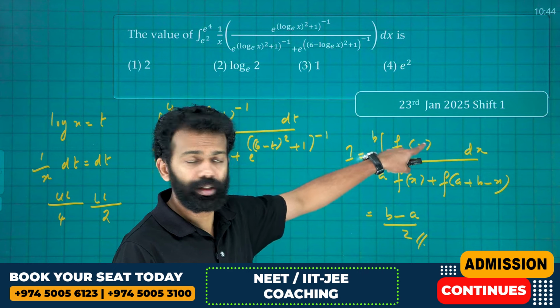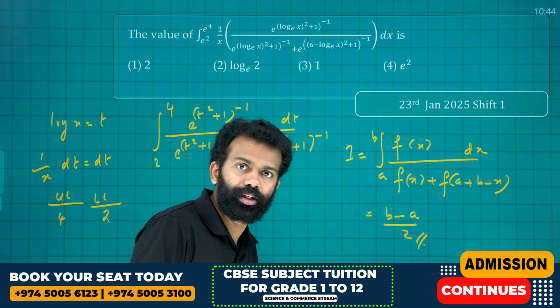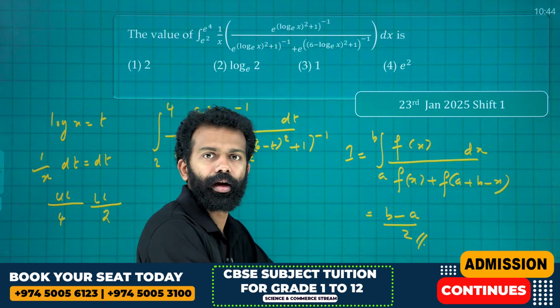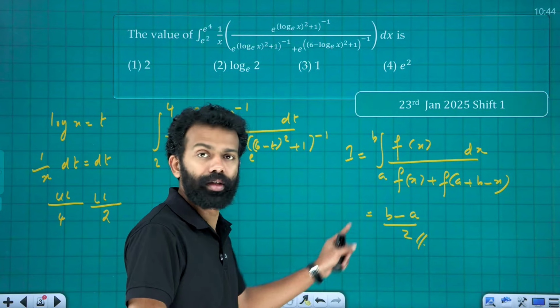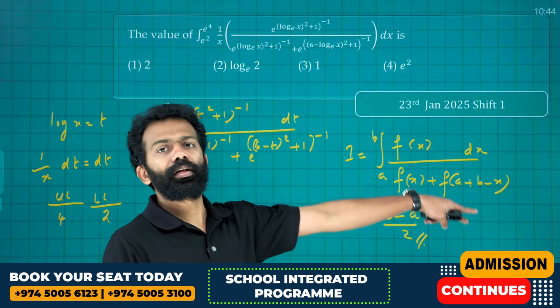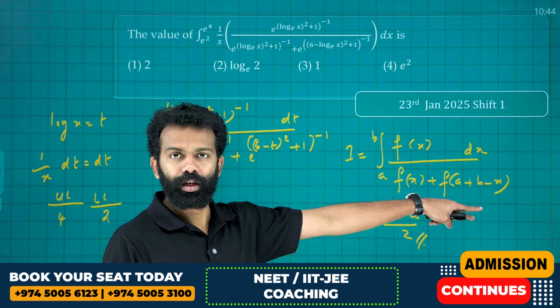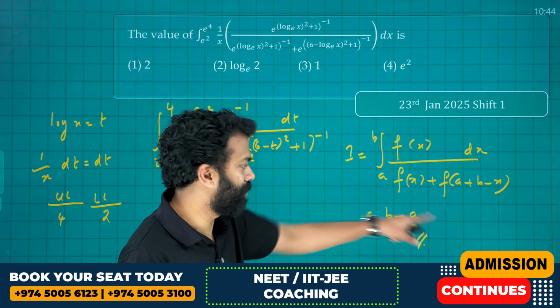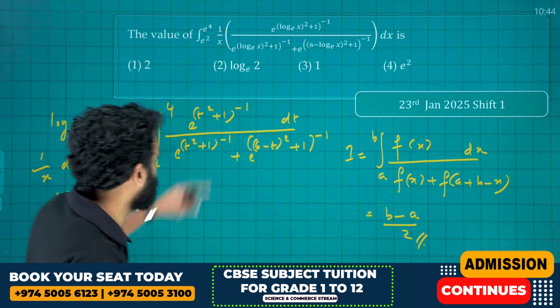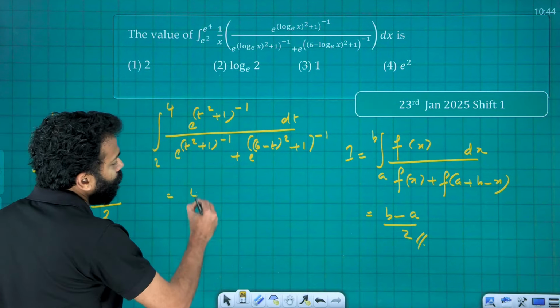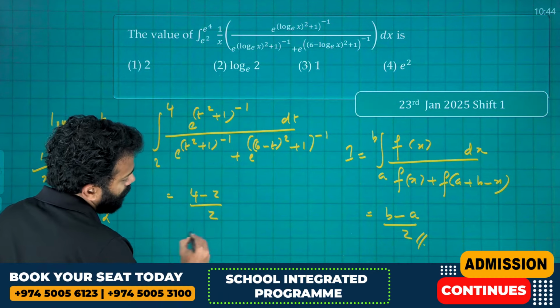Okay, you will apply f of a plus b minus x, substituting x equal to a plus b minus x in this equation, and write in the next step I is equal to, and if you add both, the terms cancel out and the left hand side becomes 2I and the right hand side becomes 1 after cancelling out. Exact same technique is used here. So this answer will be (4 minus 2) by 2, that is equal to 1.